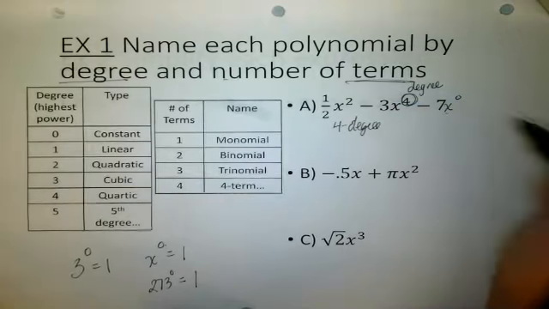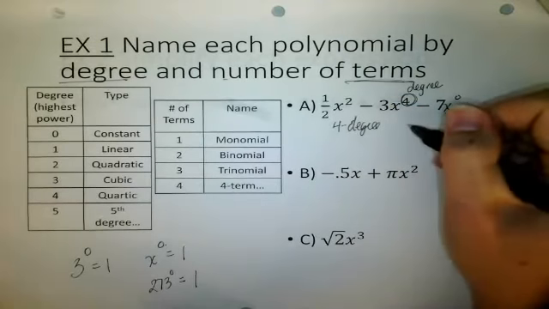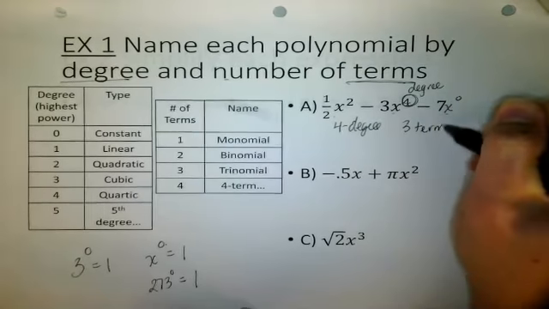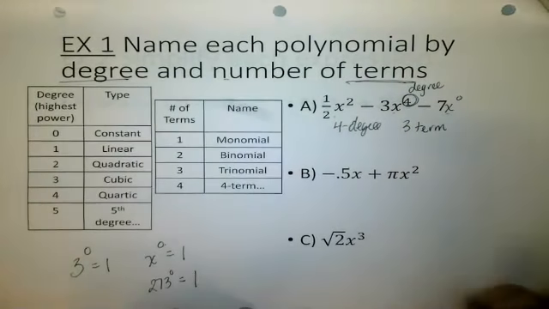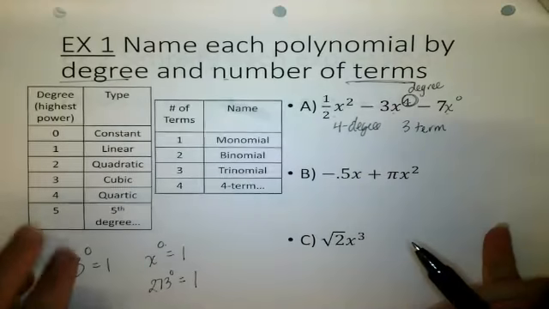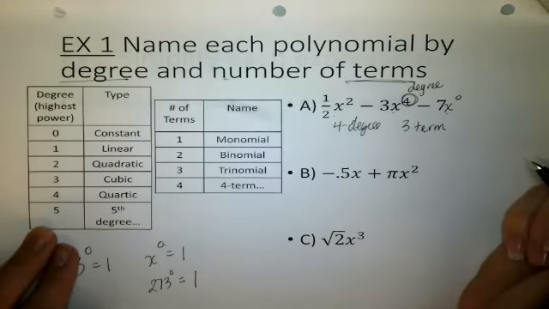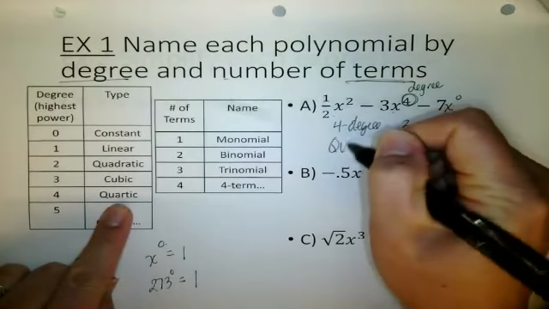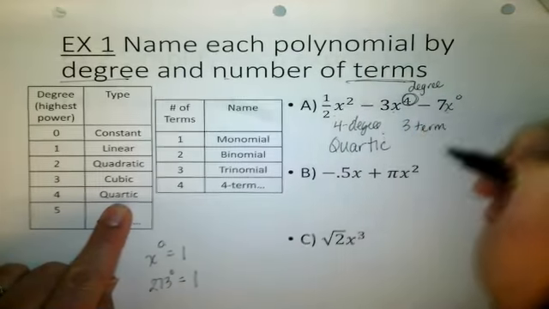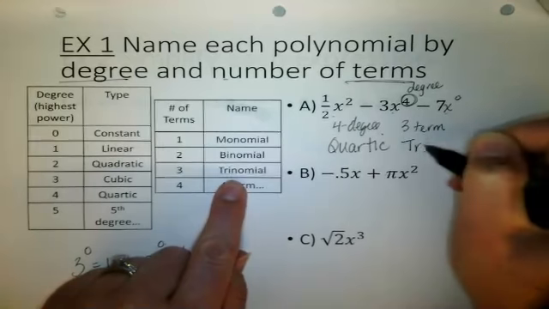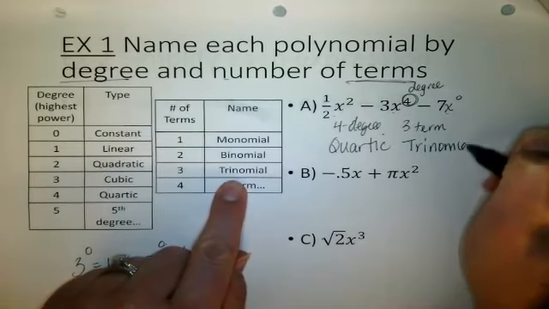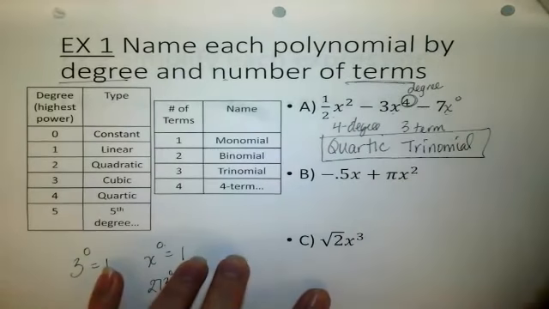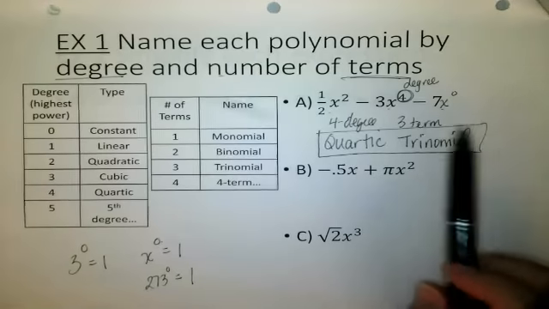And then how many terms do you see? 3 terms. Yeah, 1, 2, 3. 3 terms. And so we want to actually classify that with special names. So what do we call a 4th degree? Quartic. Quartic, yeah. Quartic and 3-term trinomial. Quartic trinomial.